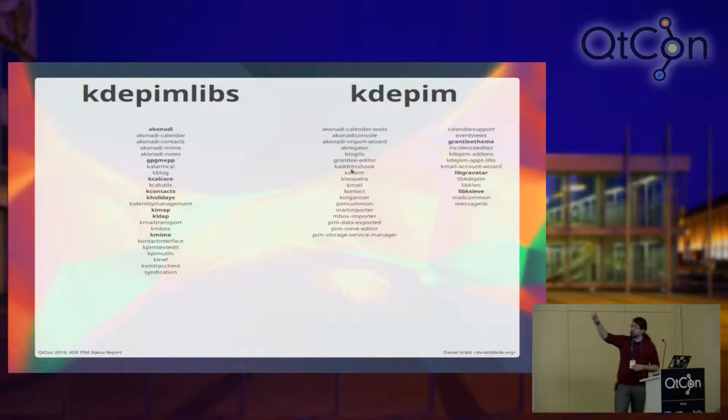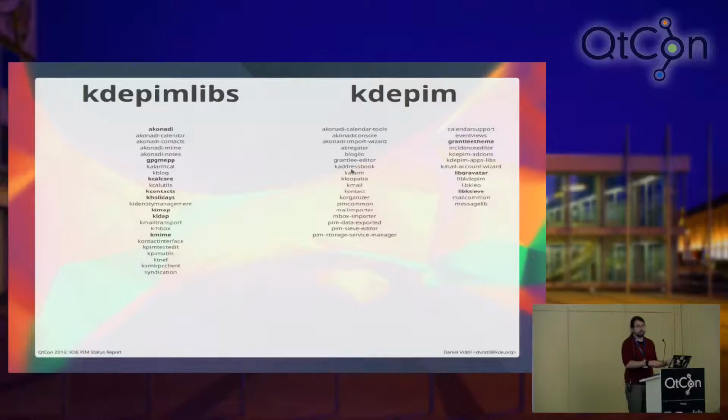So you can see that on the first column, that's KDE, what we already split it from KDE PIM libs. So KDE PIM libs is no longer being released. There's nothing there in the repository anymore. Recently, we also split KDE PIM repository. So the middle column, that's a list of applications we have now.